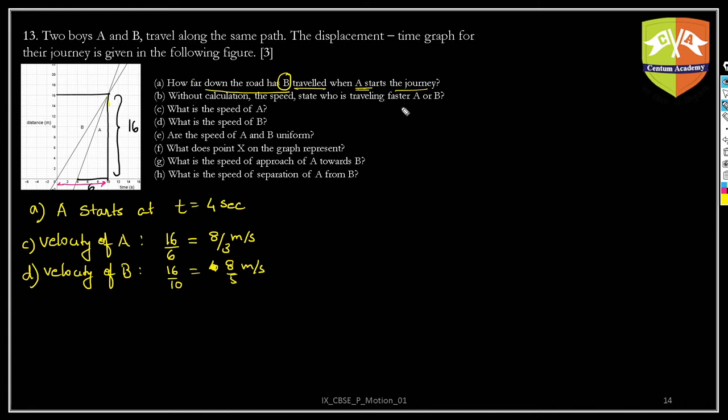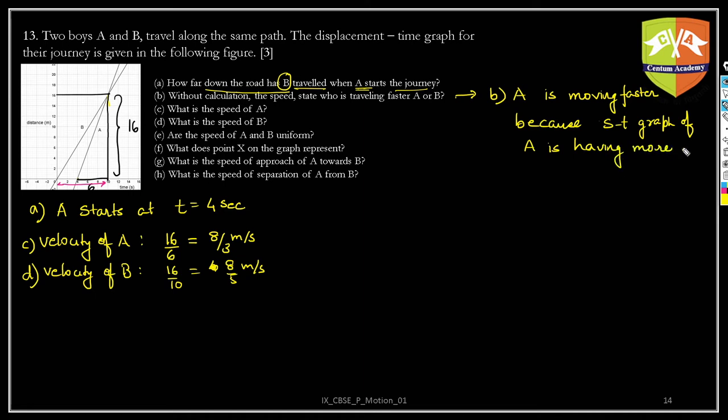Without calculation, who is traveling faster, A or B? Oh, so I missed this question actually. So you can easily say who is moving faster. A is moving faster. We should have read the question once. But anyways, you can say A is moving faster because the ST graph of A is having more slope, and we know that more the slope in ST graph or distance time graph, this is S and this is time T, more is the speed. Okay, so that is done.